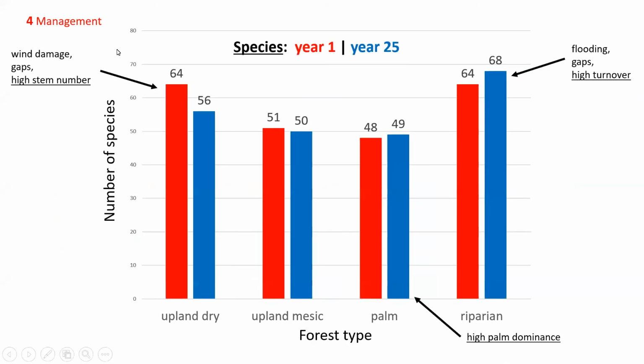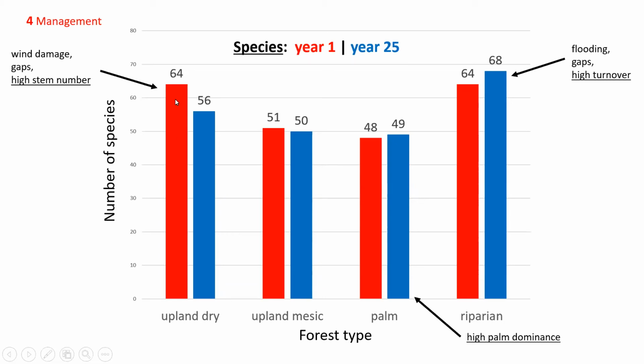Okay, this is the number of species. Again, species number hasn't changed very much. So again, you have number of species year 1, number of species year 25, forest type down here, and number of species on this axis.